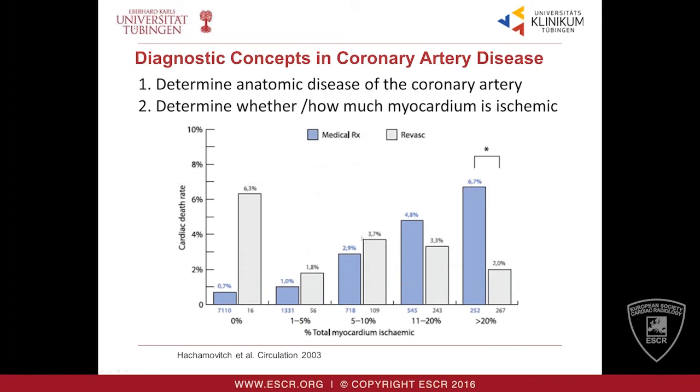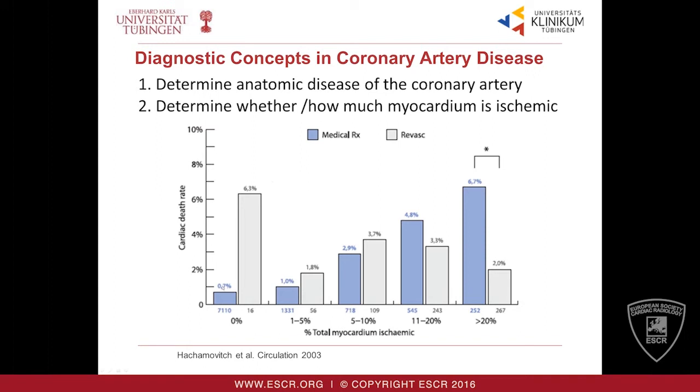What you would like to do, of course, is first determine the anatomic variants and morphology of the coronaries, and see if there's a morphological stenosis, and then you want to see if this stenosis has any functional relevance. You would like to determine whether or how much of the myocardium is indeed ischemic, because finding a stenosis alone, and this is something you will hear throughout the talk, is probably not the best way of making the diagnosis. So this is what you want to have: the combination of morphology and function.